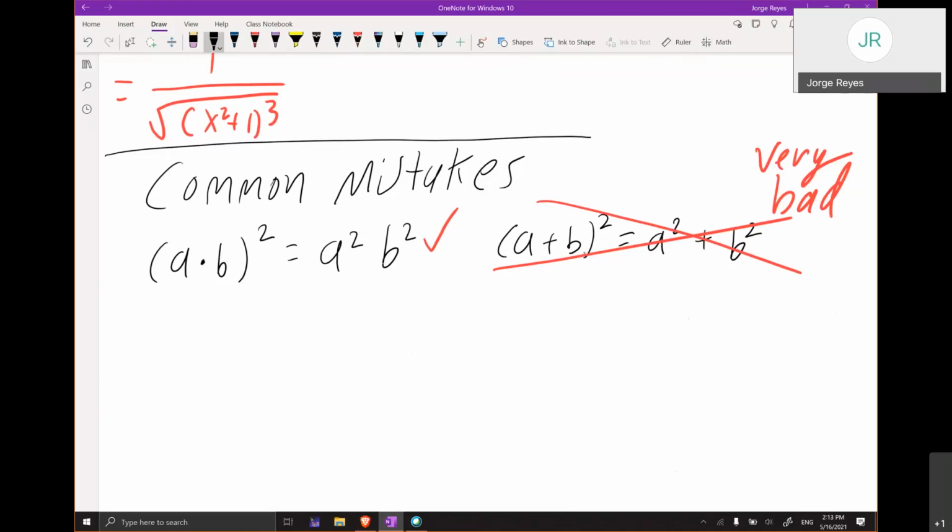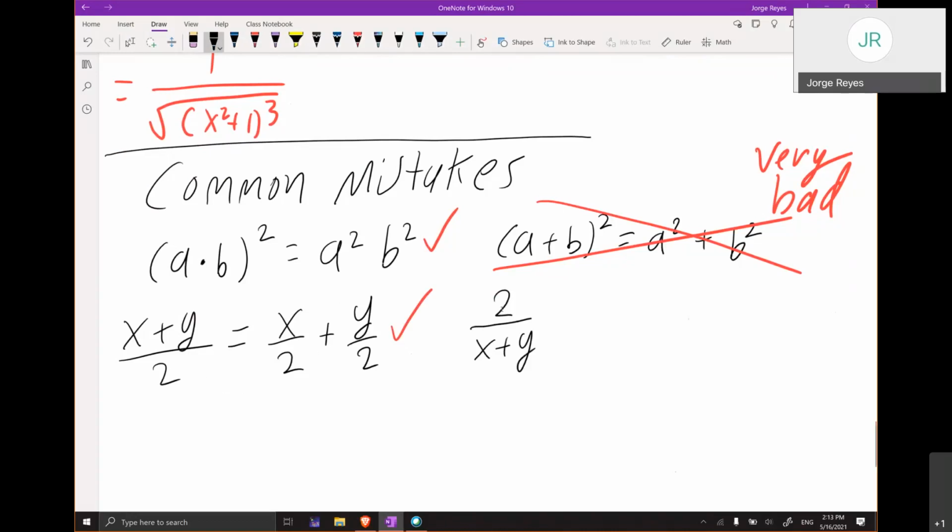Now, another thing is if we have x plus y over 2, we can split the denominator like this. Because this is how we add. Normally we go this way, but you can also go the other way, because that's how equal signs work. You can go forwards and backwards. This is okay. The common mistake version is if I try to do the opposite thing. If I have a 2 over x plus y, you go 2x plus 2y. This is also very bad.